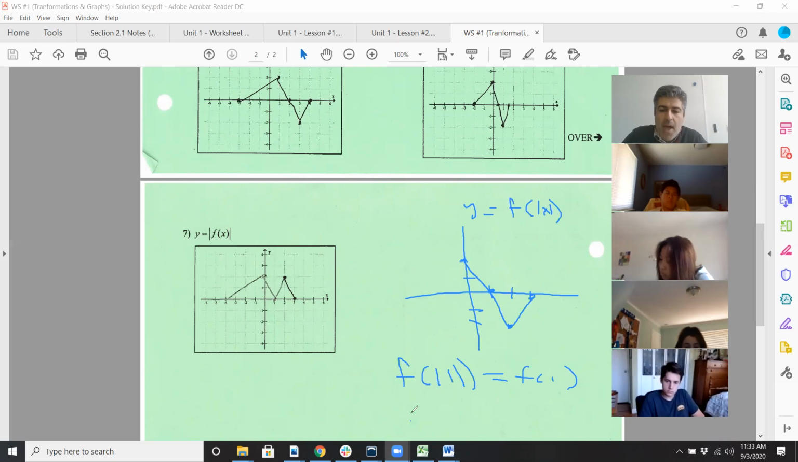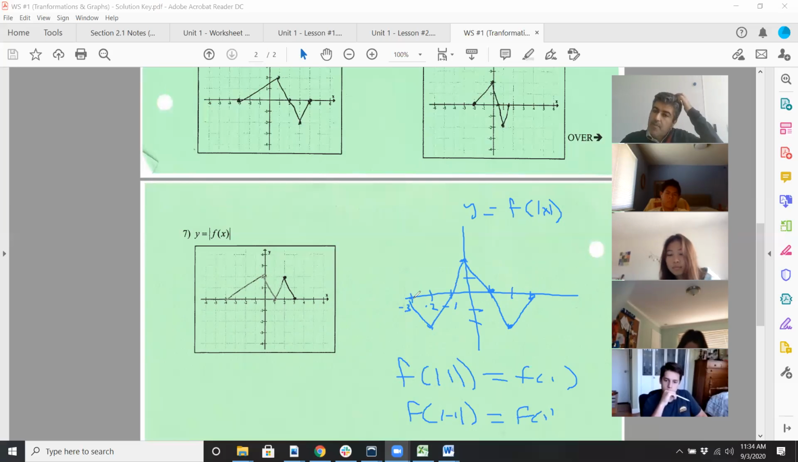But if you do f of the absolute value of negative 1, now that's going to be the same thing as f of 1. So at negative 1, I think we know something like this over here. That's not going to be true anymore now. It's going to repeat what's on the right side. So now the graph becomes a mirror image of the right side of the y-axis.